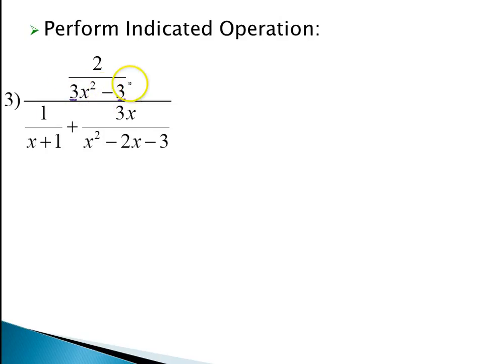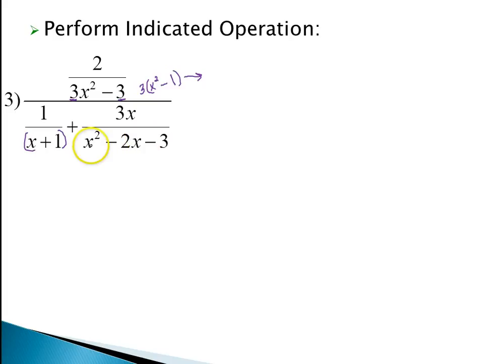So what can I do down here? I can take out a 3, and then what am I left with? I'm left with x squared minus, when I take 3 out of 3, it's 1. Okay, so that's all we're going to do on the top right now. On the bottom, since it's a plus sign, I need to combine them. But before I can combine them, since I'm adding, they have to be the same. Well, on the left, all I have is x plus 1.